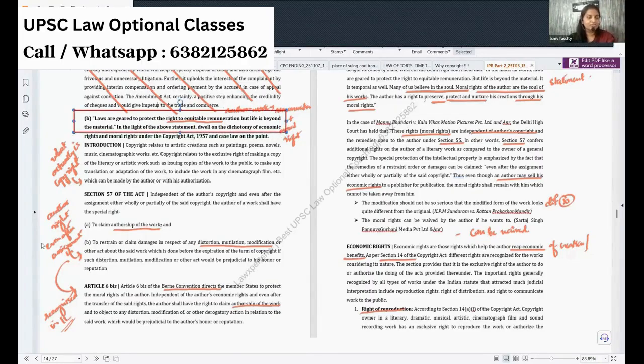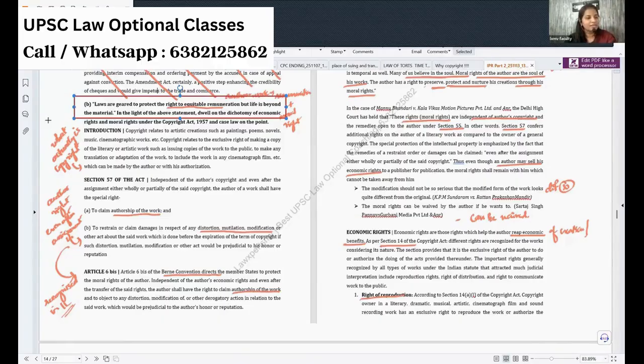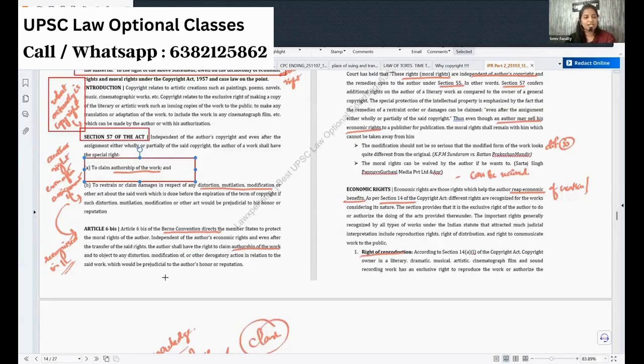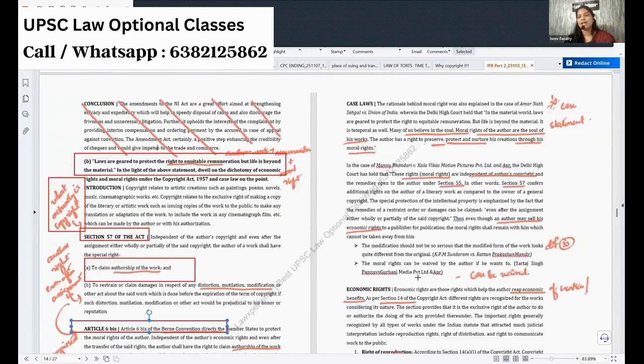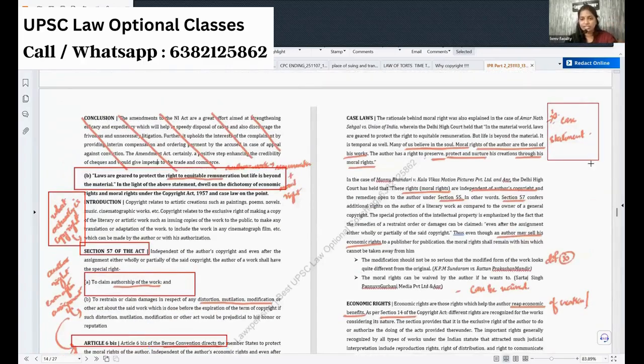Yeah, moral rights. So first, what I have done is give what actually a copyright is, and then talk about Section 57, which is the moral right, and you give the two types of moral right. Then you say that it is recognized even under the international convention, the Berne Convention, which talks about moral rights. So you get more marks, and then you give two important case laws, and this case law is where they got the statement.